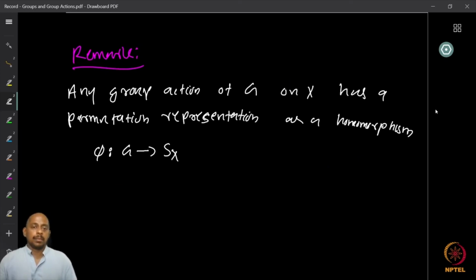Now a remark: any group action of G on X has a permutation representation. I just mentioned this before, as a homomorphism from G to Sx. So I want you to think about this. This is not very difficult to show, but I am not going to work out the details in this short introduction. But it would be a nice exercise to try, and if you have any difficulties, get back to me.